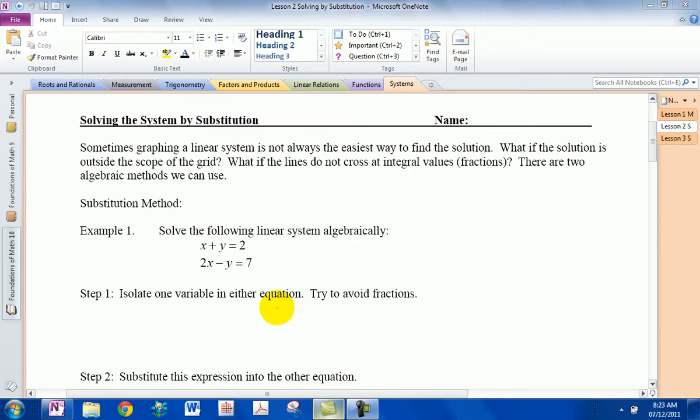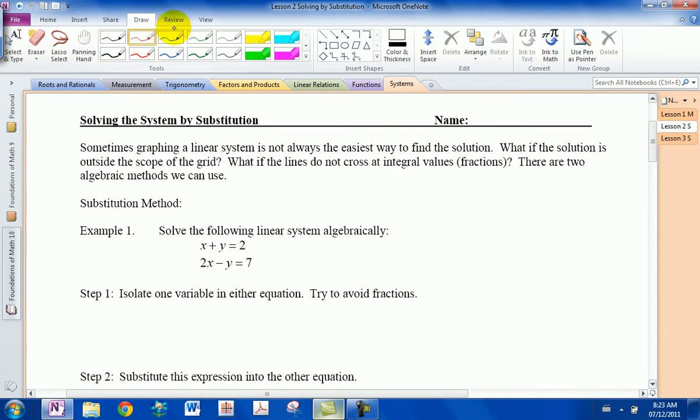So solving by substitution, number one, if the solution's outside our grid, and we saw that with the homework question that we just went over. If it's outside our grid, we can't see where the two lines cross. For example, that last equation from the homework had a y value of 250. So that's way outside what we normally graph. Normally we graph around 10, right? Positive 10, negative 10, positive 10, negative 10. That's all we're looking at usually.